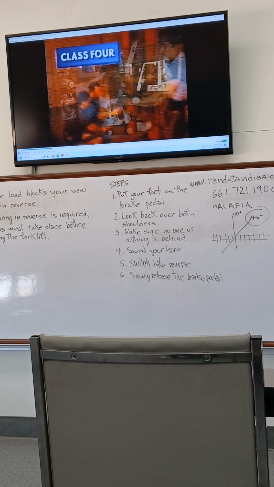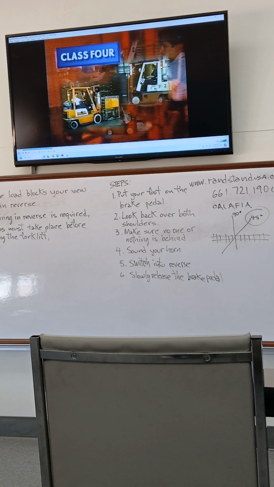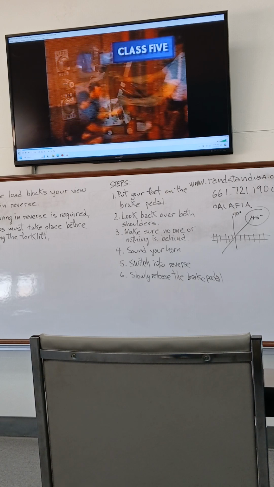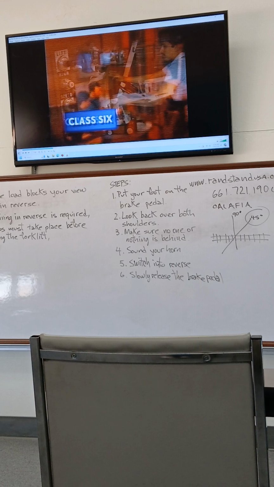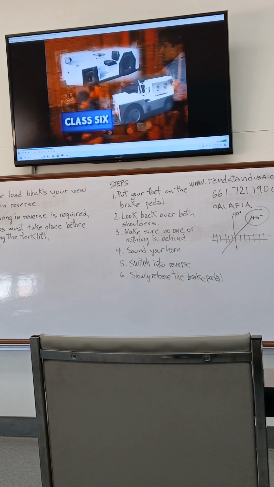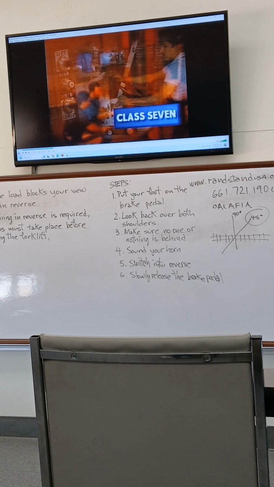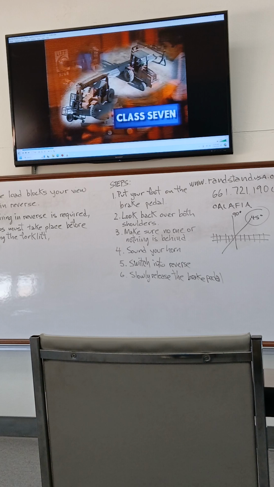Class 4. Internal combustion engine trucks using solid tires. These are the most common types of forklifts. They can be gas, diesel, or propane powered. Class 5. Internal combustion engine trucks using pneumatic tires. Class 6. Electric and internal combustion engine tractors with pneumatic tires. Class 7. Rough terrain forklift trucks which use pneumatic tires. These are more commonly used in construction.